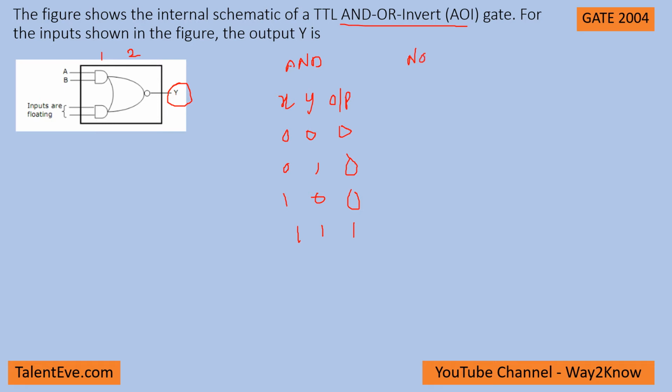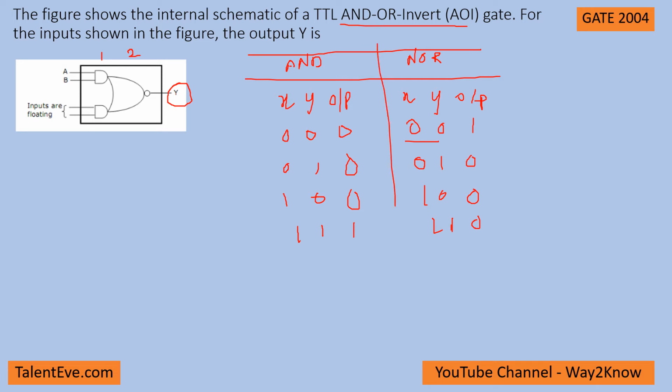Now coming to the NOR gate, which is the invert of the OR gate, the inputs are 0 0, 0 1, 1 0, 1 1. So now the output will be 1 only when both the inputs are 0. Otherwise, if any of the inputs is 1, the output will be 0 for a NOR gate. So before solving this particular problem, we have to know the functionality and the truth table of these AND and NOR gates.